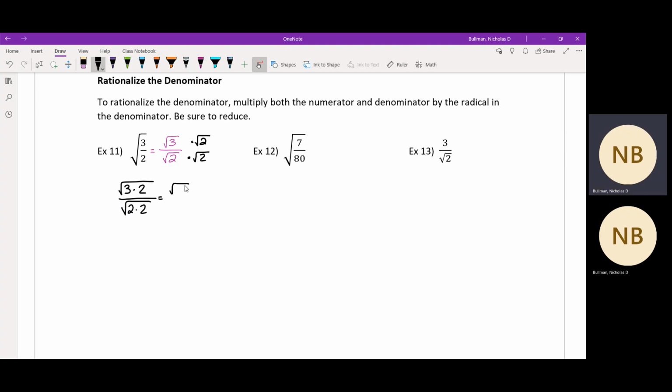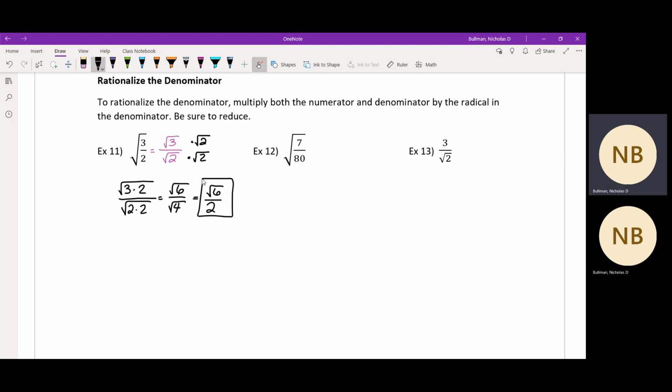Well, this gives us the square root of 6 over the square root of 4. Now remember, we're not allowed to have the square root in the denominator. But if we notice, to simplify, what is the square root of 4? Well, the square root of 4 is just 2. So now I have the square root of 6 over 2, and that gets rid of the square root in my denominator. So that is a rationalized denominator. It is a simplified fraction.